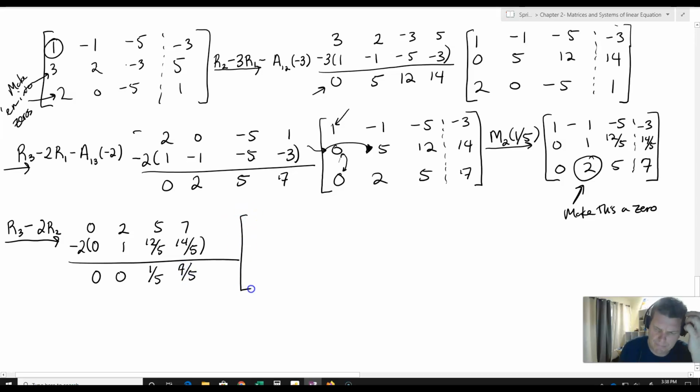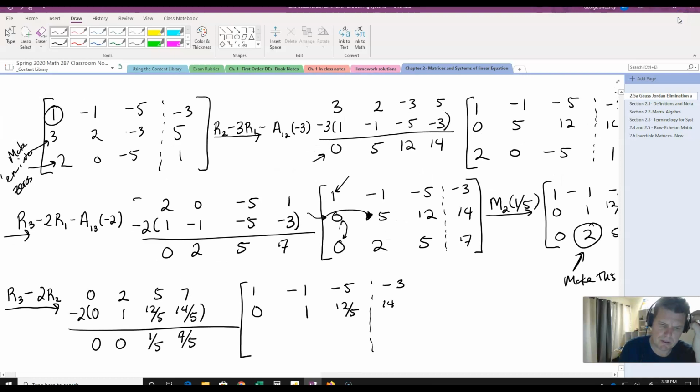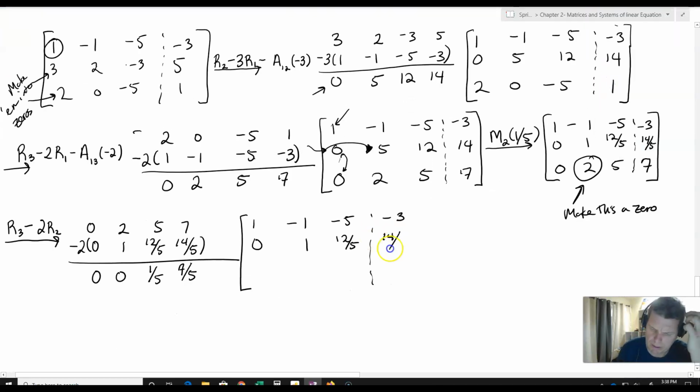And so that's our new matrix now. 1, -1, -5, -3, 0, 1, 12/5, 14/5. And then 0, 0, 1/5, 7/5. And this row operation here is going to be, you add row 2 and row 3, and we're going to multiply row 2 by -2.